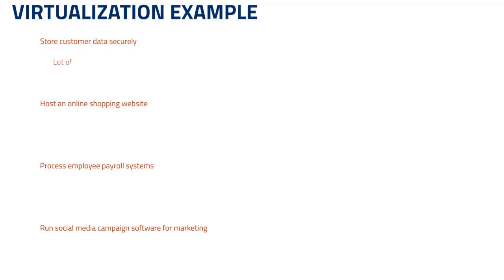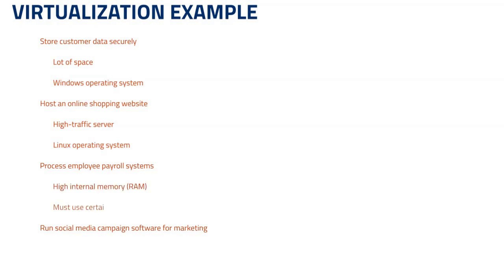The customer data server requires a lot of space and a Windows operating system. The online shopping website requires a high traffic server and needs a Linux operating system. The payroll system requires greater internal memory and must use a certain version of the operating system. The marketing software demands specialized software tools and needs plenty of processing power.